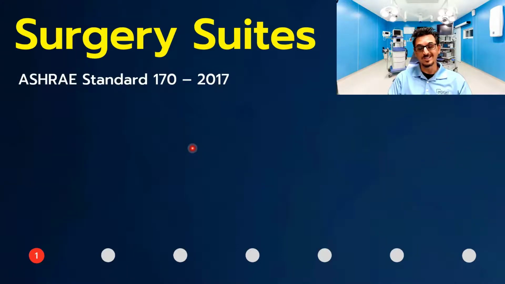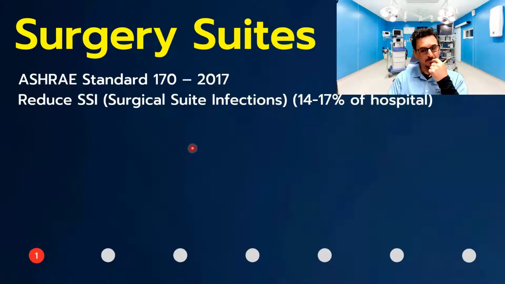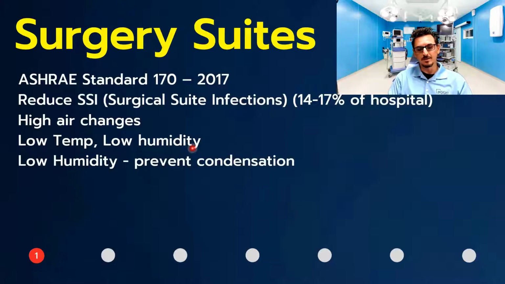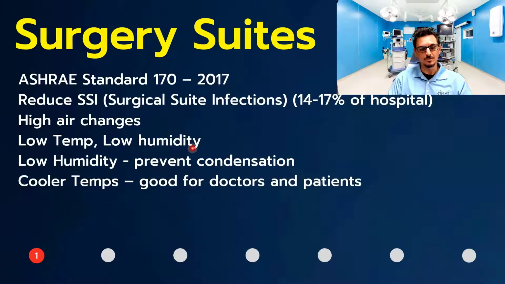There is an ASHRAE Standard 170. I believe the most current version is 2017, that talks about healthcare applications. The main objective is to reduce SSI, which is surgical site infections, which is a really, really big problem in these operating rooms. So the design of the HVAC system falls in line directly with that objective. We have high air changes per hour, which we'll talk about in a minute. Low temperature, low humidity requirements. The low humidity is obviously to prevent condensation, which is a huge no-no. You definitely don't want any condensation in these rooms.